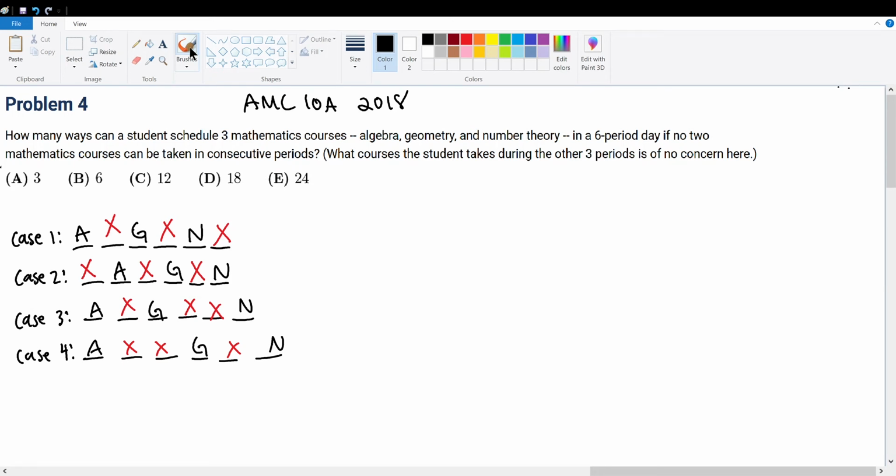AMC 10A 2018 problem 4. So we have a student who wants to schedule 3 math courses in a 6-period day, and no 2 mathematics courses can be taken in consecutive periods. And we're trying to find the number of possibilities that this can be.